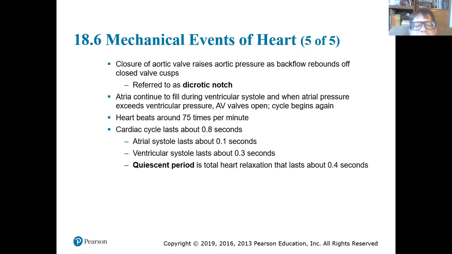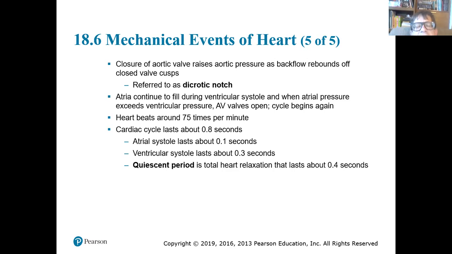Hearts should beat around 75 times per minute. If someone's a really good athlete and really healthy, they probably will have a heart that's more efficient at beating, and it can beat fewer times to do the same thing, but around 75 on average.